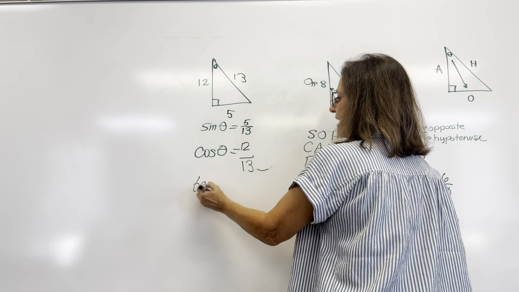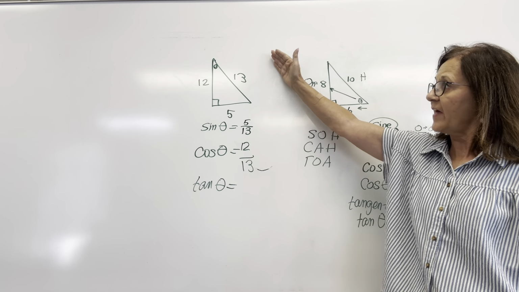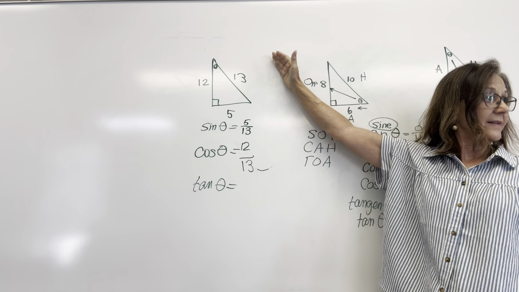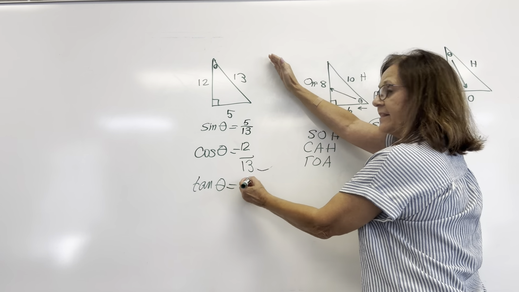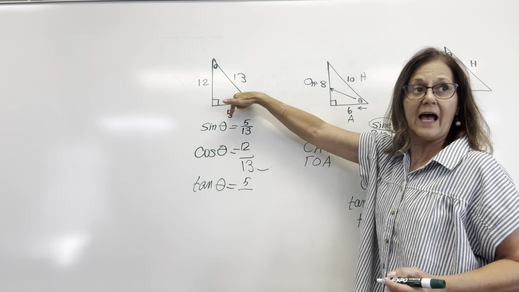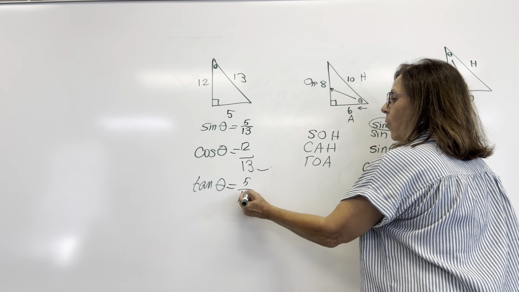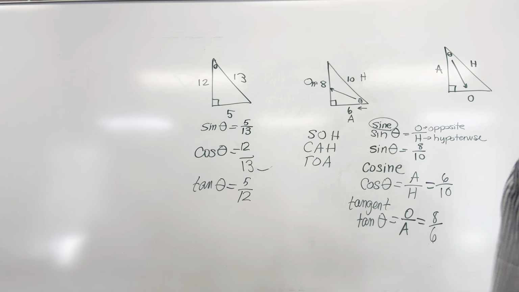If I were to do the tan of theta for this one, the opposite side of theta is 5. Does everybody see that? The opposite side of theta is 5. Does everybody see that? And the adjacent is 12. Got it? Make sense?